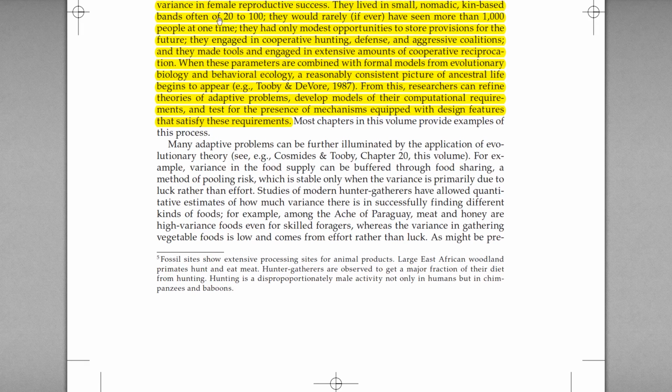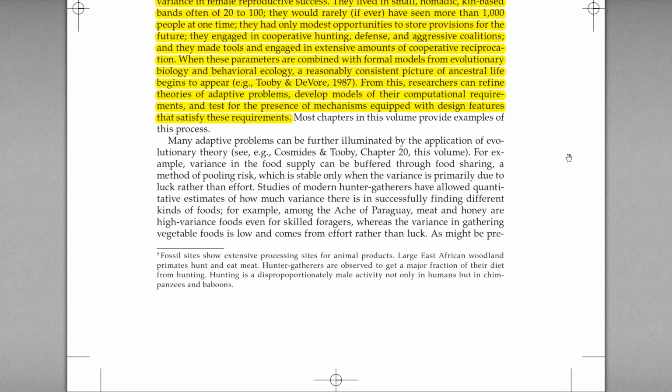And our kin-based bands were often 20 to 100 individuals. So small groups, that's something we know from these hunter-gatherers. So it's not like we don't know anything about hunter-gatherers of 10,000 years ago. No, we have studied hunter-gatherers 60 years ago, and we have also studied human beings today. So we can predict a lot of this stuff.